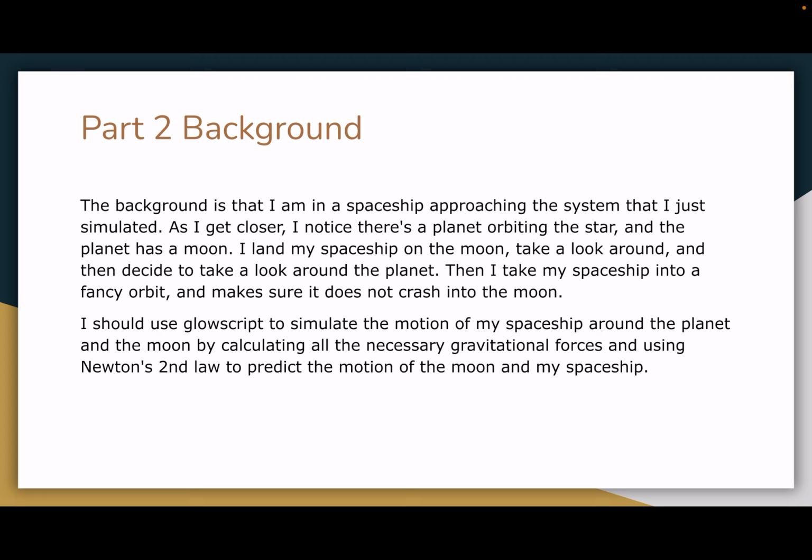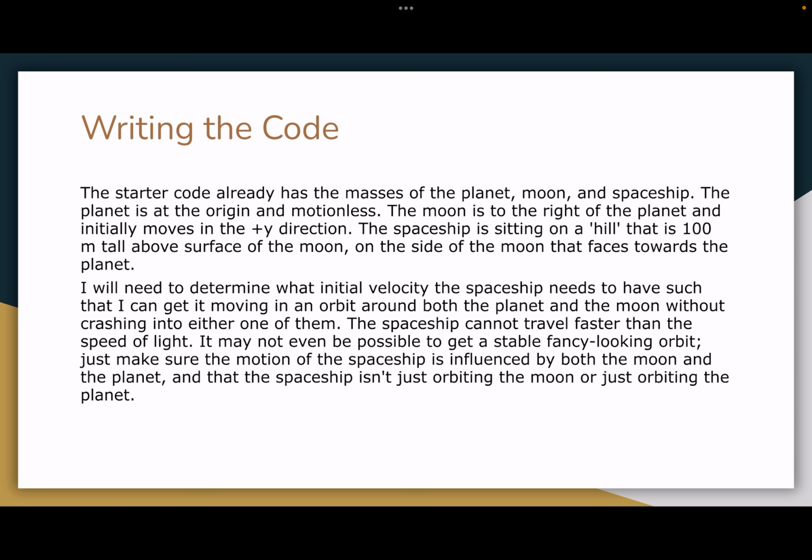So writing the code, the starter code already has the masses of the planet, moon, and the spaceship, and the planet is at the origin and motionless. The moon is to the right of the planet and initially moves in the positive y direction. The spaceship is sitting on a hill that is 100 meters tall above the surface of the moon, on the side of the moon that faces towards the planet.